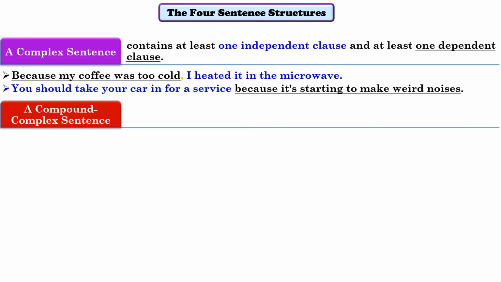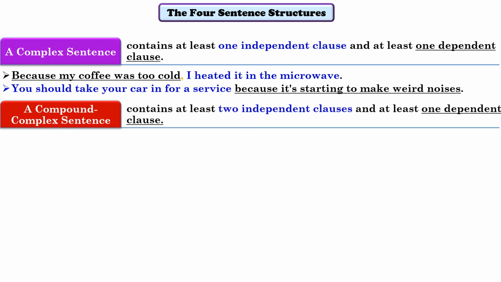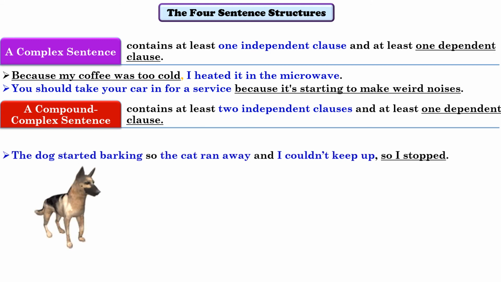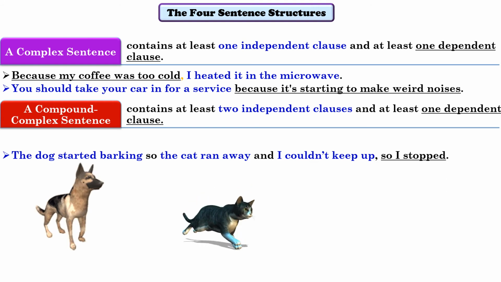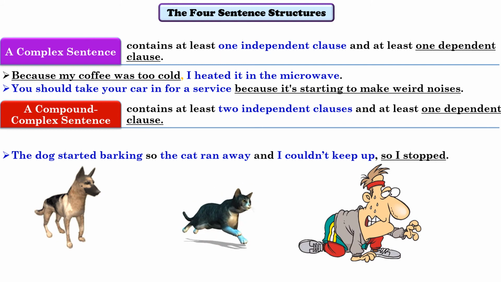The last type is a compound complex sentence. This one contains at least two independent clauses and at least one dependent clause. Let's see this example. The dog started barking, so the cat ran away and I couldn't keep up, so I stopped.